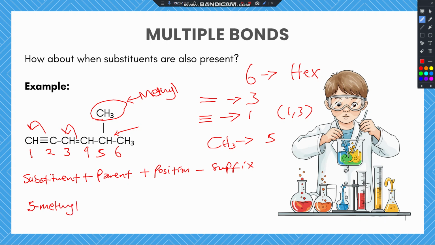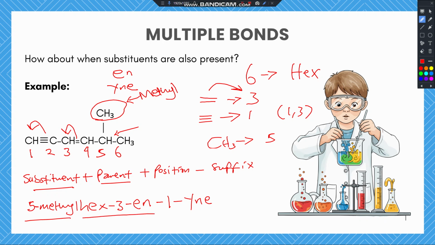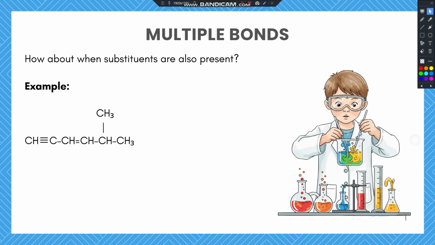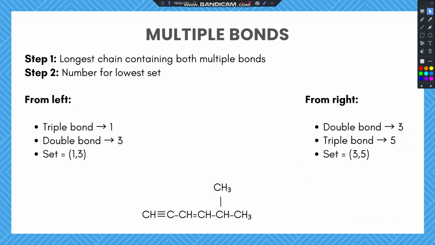All right. The parent name is hex. We dealt with the substituent, we dealt with the parent name. Now the positions of the multiple bonds. We start by writing the double bond because it starts with the letter E, not the triple bond, we start with the letter Y. So the double bond is located on carbon number 3. So we have hex 3 en, and then the position of the triple bond, which is carbon number 1, yne. 5 methyl, hex 3 en, 1 yne, dealt with the position and with the suffix as well. That's how the compound can be named.